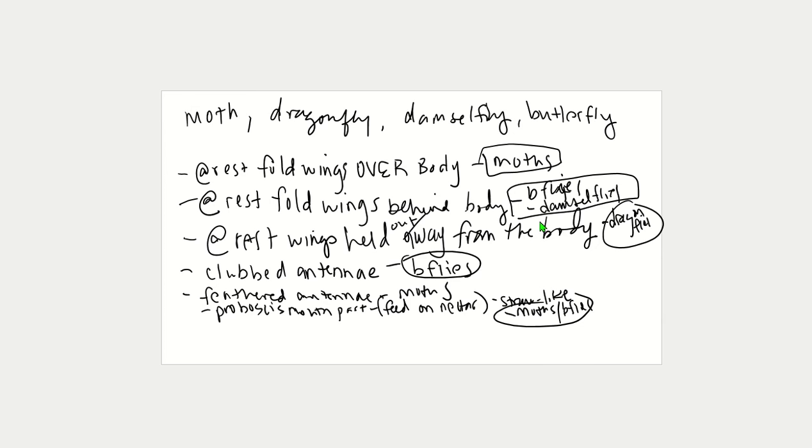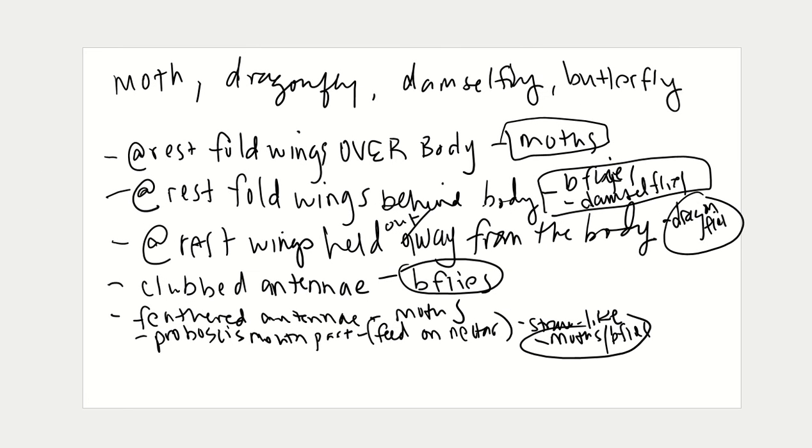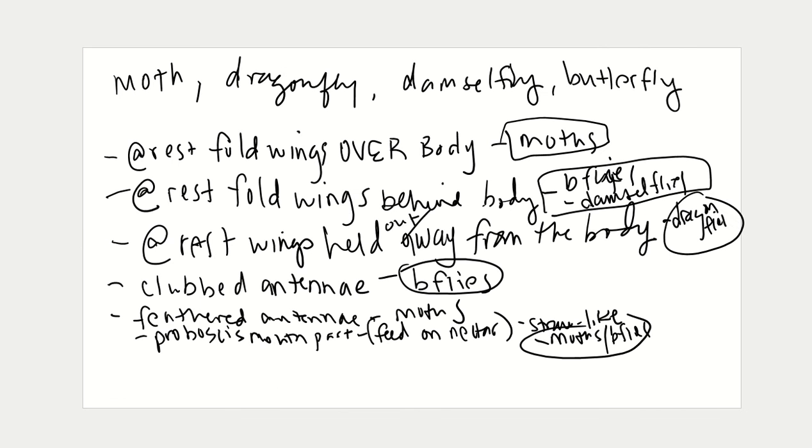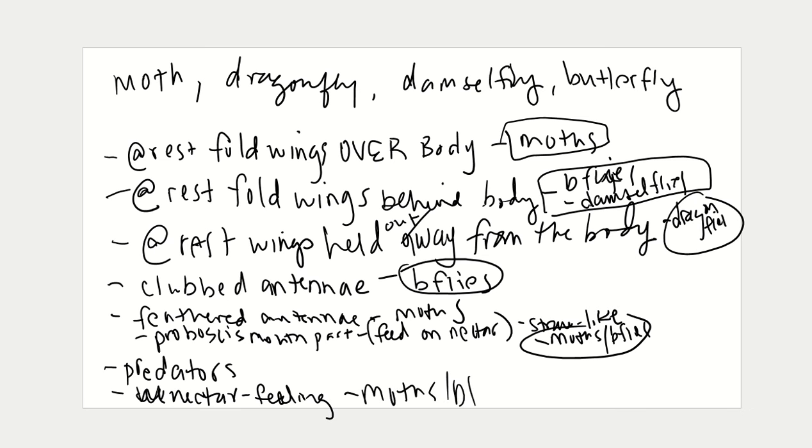Okay, so I'm starting to come up with a good list of traits that I might be able to use in my dichotomous key. And related to the mouth parts, we might also think of another trait that we know is different: some of these are predators, while some of these are not predators. They're nectar feeding, right? As I already mentioned, the nectar feeders are the moths and butterflies, and the predators are the damselflies and dragonflies.